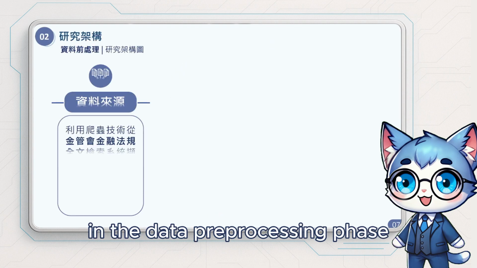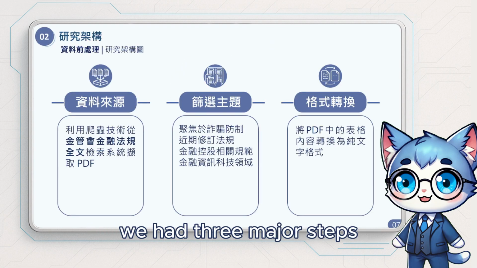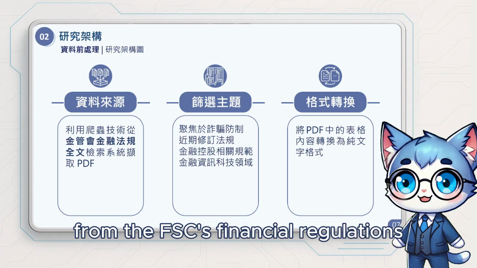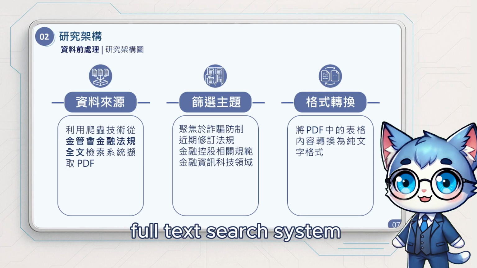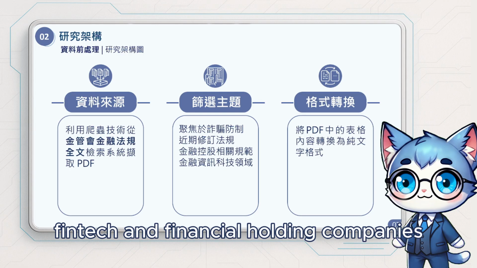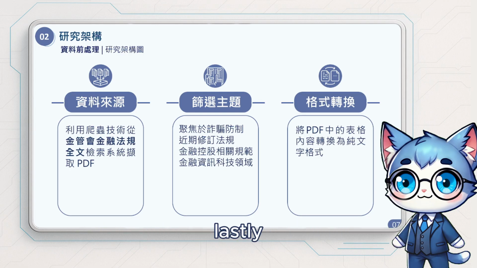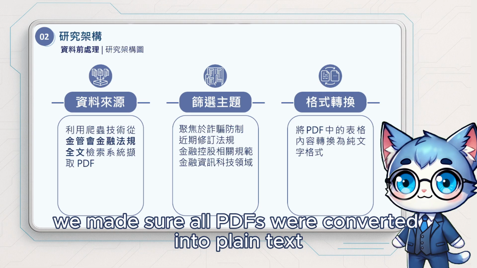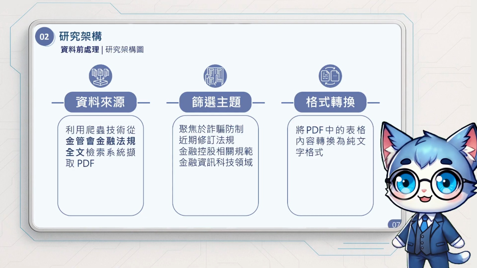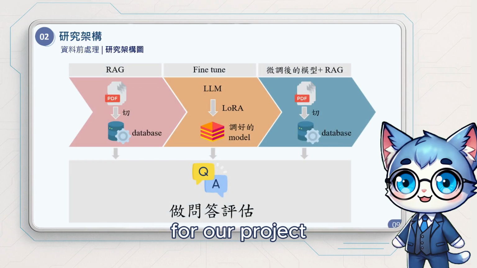In the data pre-processing phase, we had 3 major steps. First, we use web crawlers to download PDF files from the FSC's Financial Regulations full text search system. Then we filtered the files by topics like fraud prevention, fintech, and financial holding companies. Lastly, we made sure all PDFs were converted into plain text and had ChatGPT generate question sets based on their contents. Here's the research framework for our project.